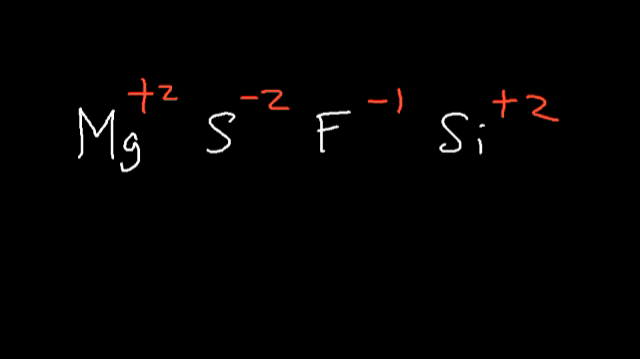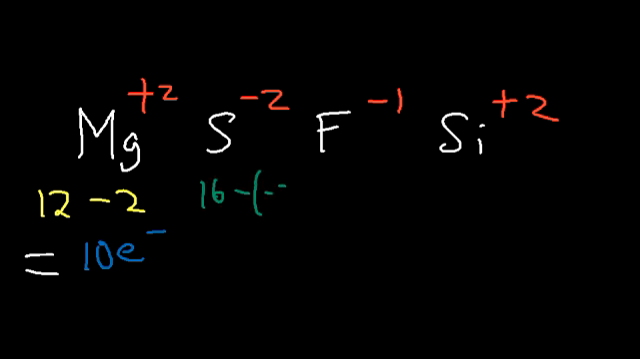So which of these ions have the same number of electrons? We can find the number of electrons by taking the atomic number and subtracting it by the charge. Magnesium has an atomic number of 12 minus 2. That means that it has 10 electrons. Sulfide, well, sulfur has an atomic number of 16 minus -2, which is 16 plus 2. So the sulfide ion has 18 electrons. So it's not isoelectronic with magnesium.